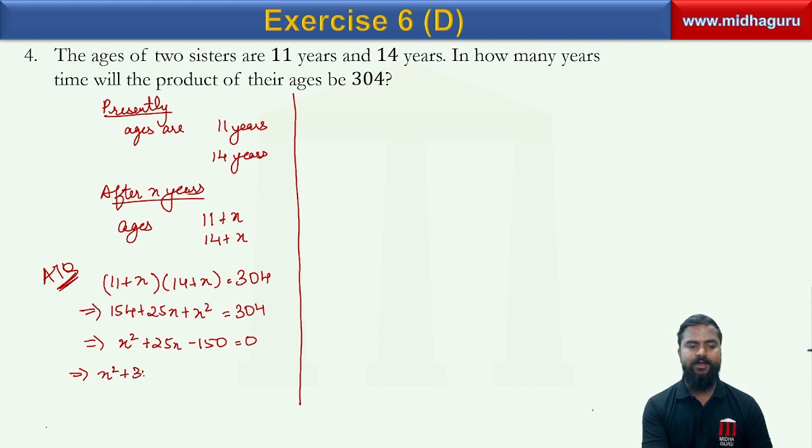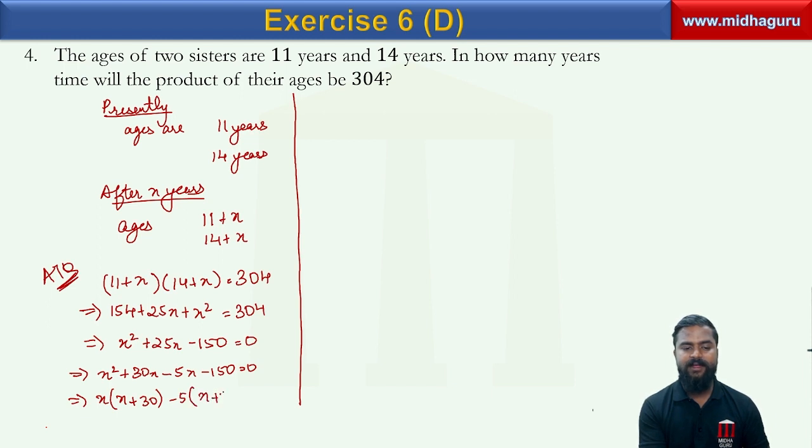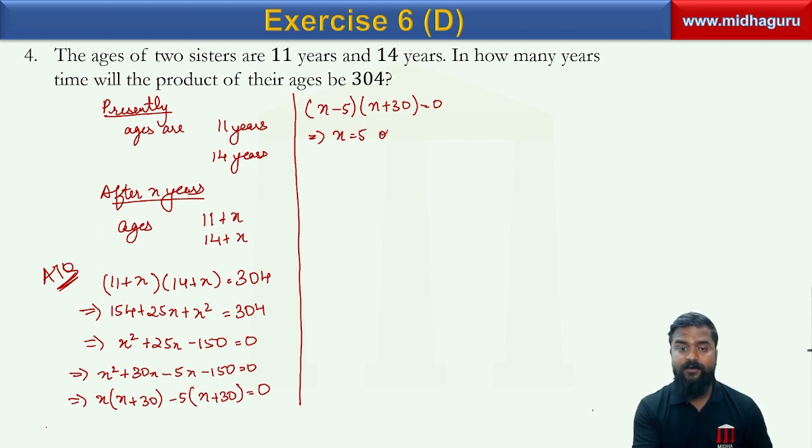So I'll write x square plus 30x minus 5x minus 150 is equal to 0. So I'll take x as common, I'll get x plus 30. Then I'll take minus 5 as common, again I'll get x plus 30, which is equal to 0. So x minus 5 into x plus 30 is equal to 0, which means x is either equal to 5 or x is equal to minus 30. Now since we took x to be a year, that is a time period, number of years, we can say that it cannot be negative.